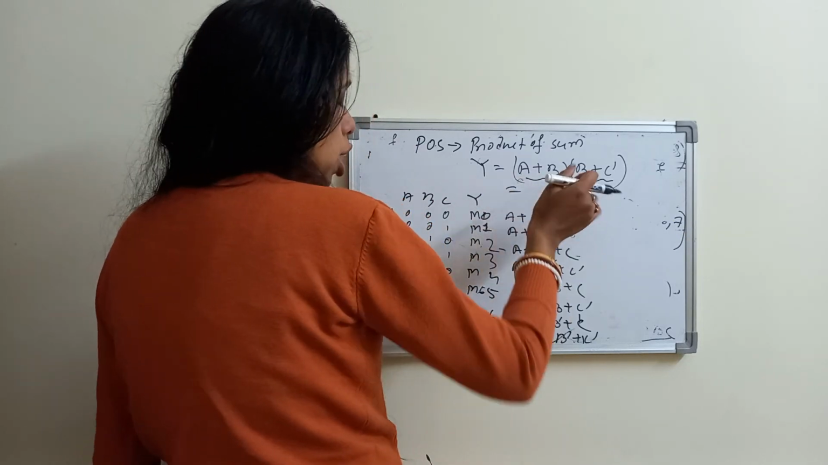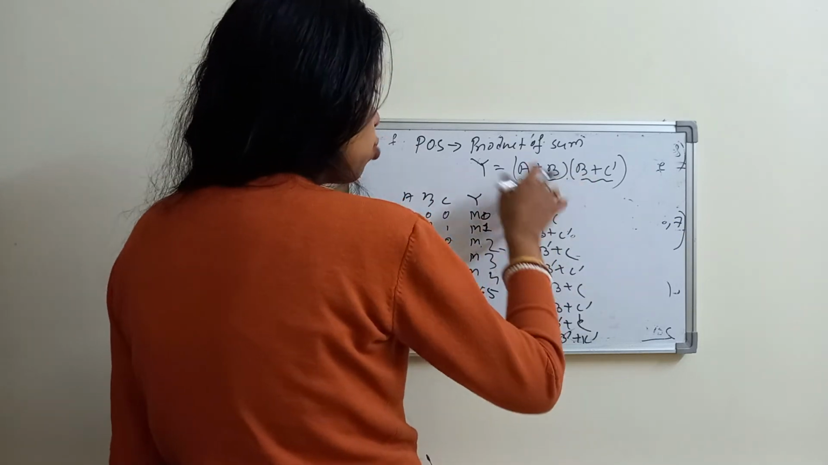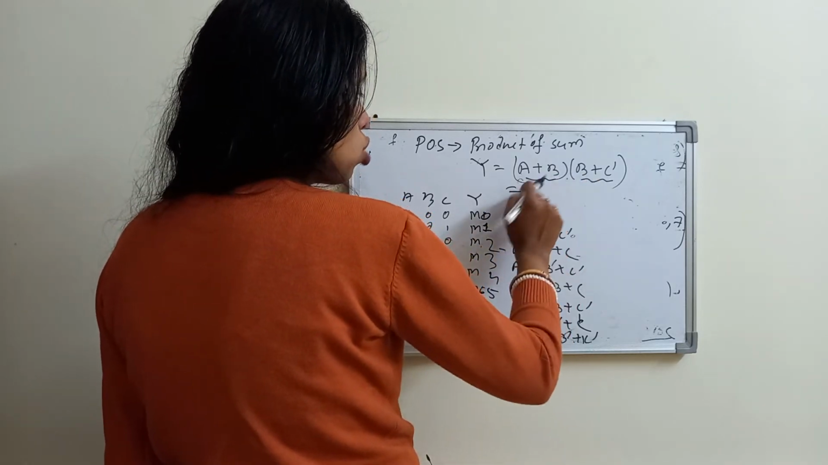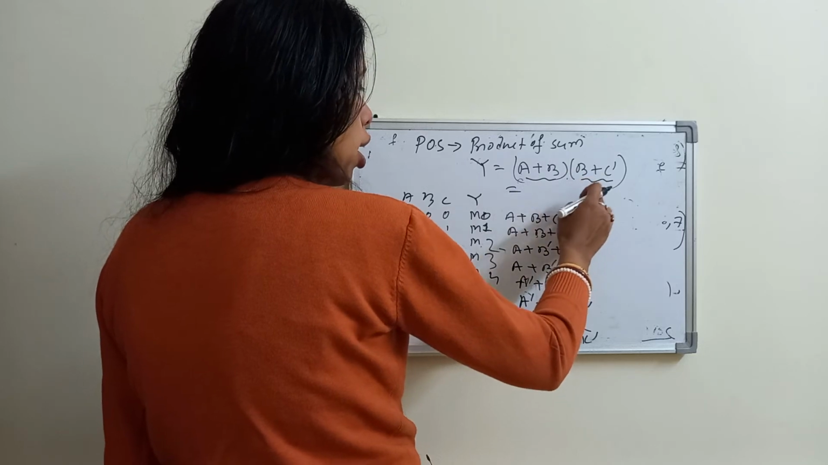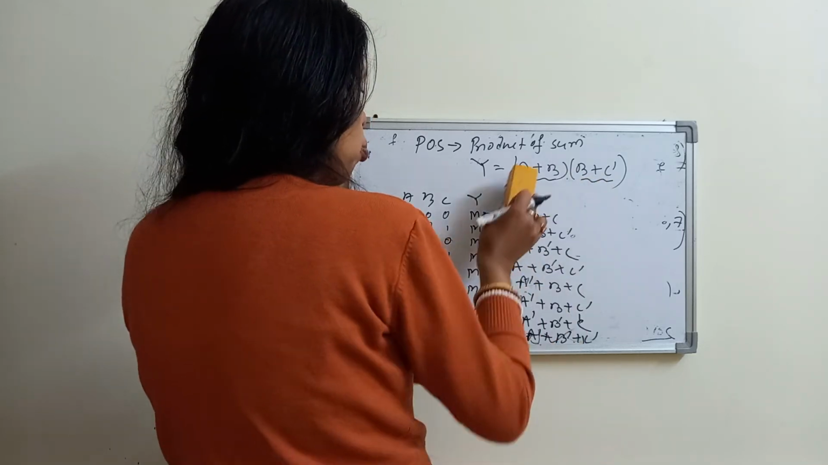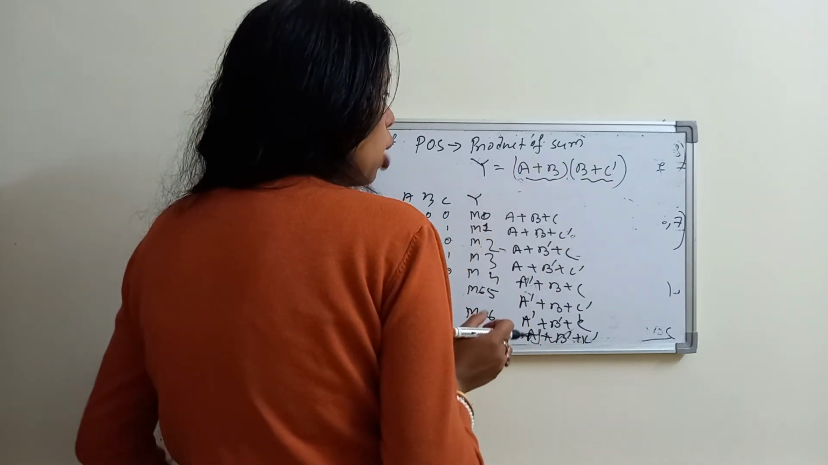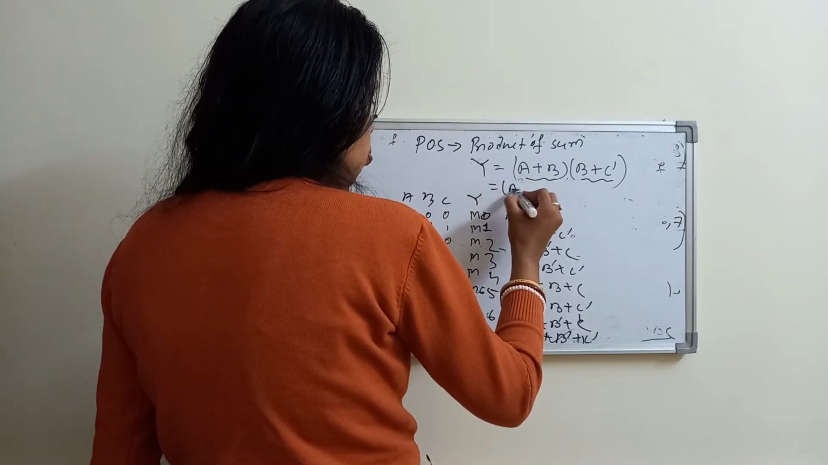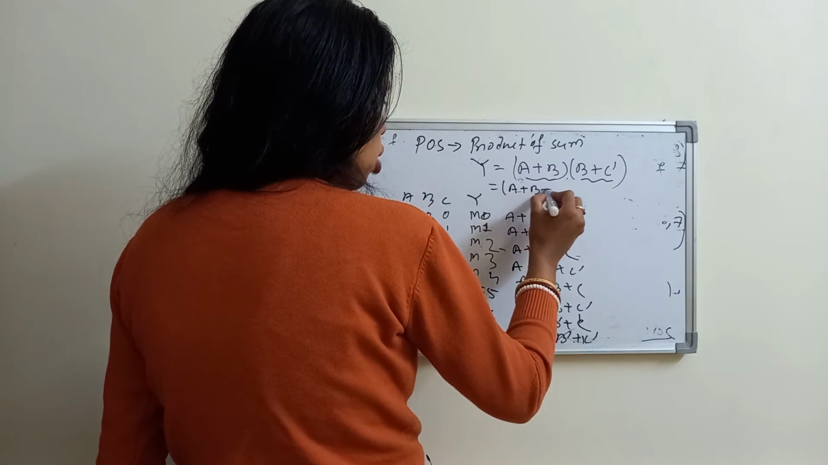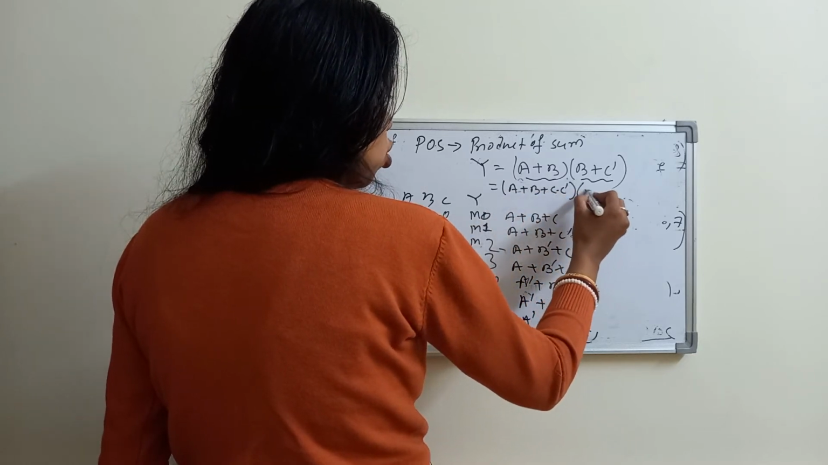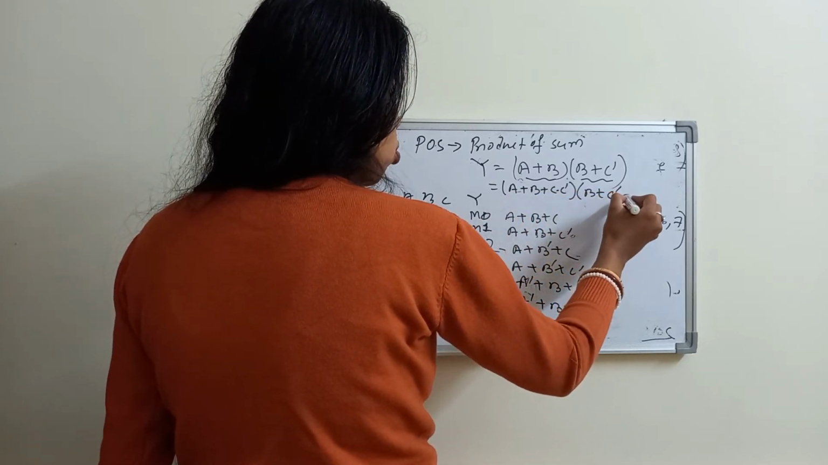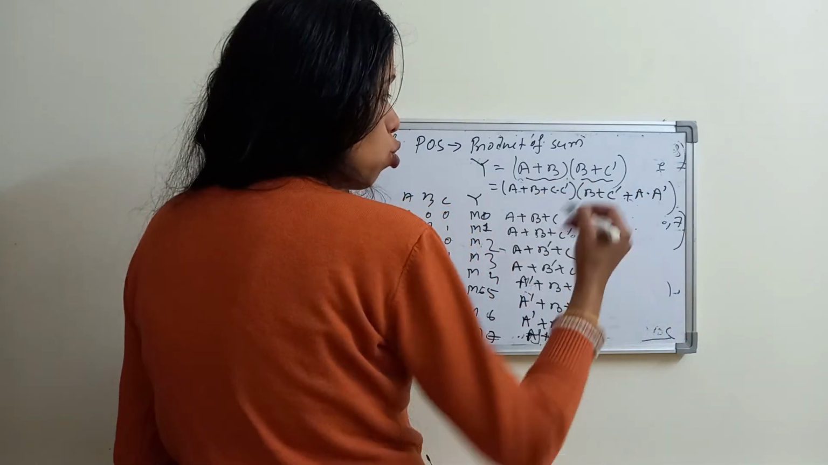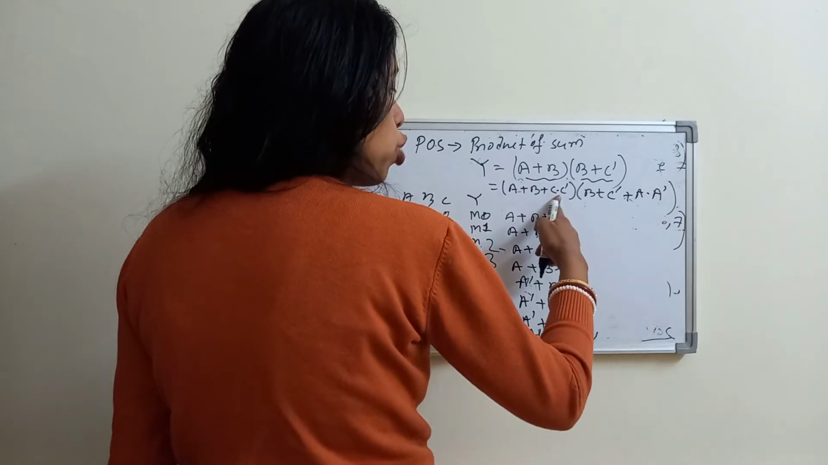So I have an expression, and again you can see it for the case of POS also. In these two sums, you can see C is absent in one and A is absent in the other. So I have to convert this canonical POS into the standard POS. So A plus B plus C dot C prime, and B plus C prime plus A dot A prime, because C dot C prime is 0 and A dot A prime is 0. That's why I'm putting it here.